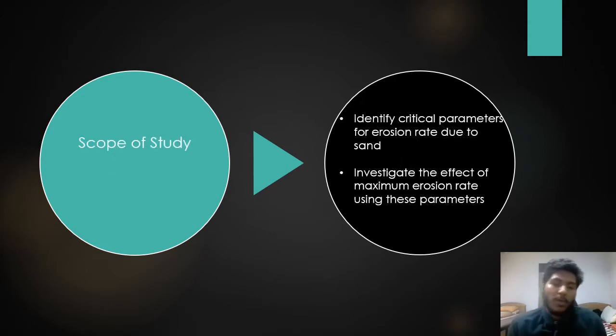Next, the scope of study. The scope of study is to identify the critical parameters for erosion rate due to sand and to investigate the effect of these parameters on the maximum erosion rate. This is the effect of solid particles, which we are using is sand, suspended in fluid, gas or multi-phase streams, on a solid wall or boundary, such as pipe fittings, 90-degree elbows and other junctions of the pipe.